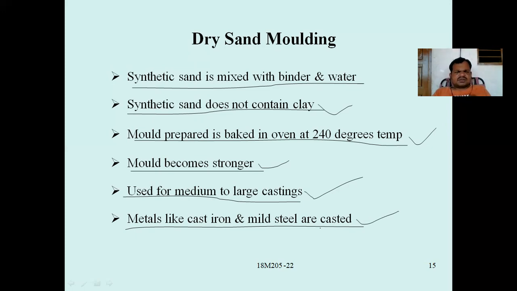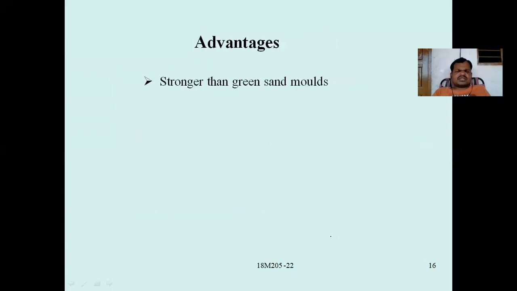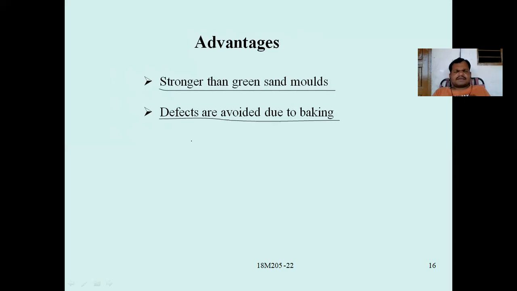That is for green sand molding, where ferrous and non-ferrous can also be cast. Coming to dry sand molding, cast iron and mild steels are cast when we are using the dry sand molding process. Next, advantages: stronger than green sand molds, and defects are avoided due to the baking. That is also one of the advantages.